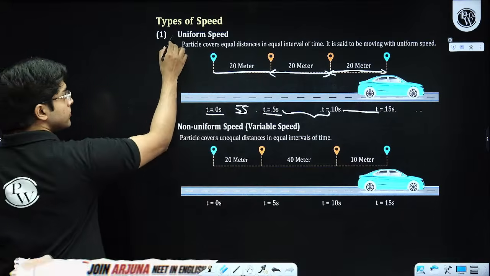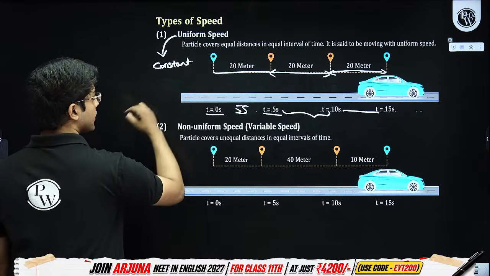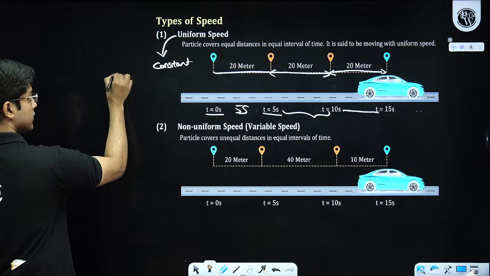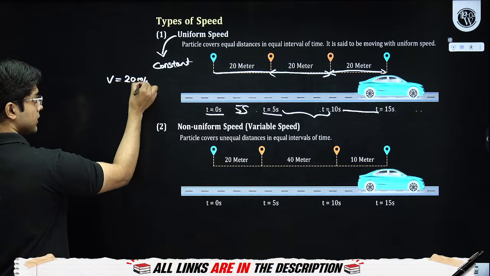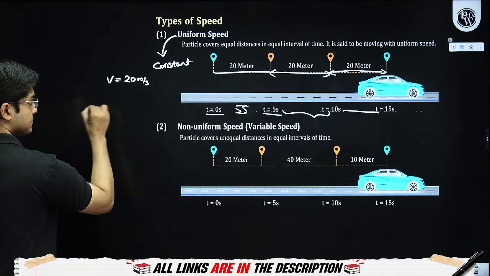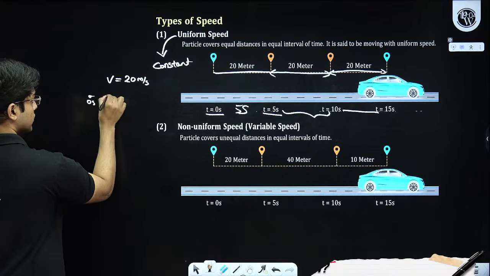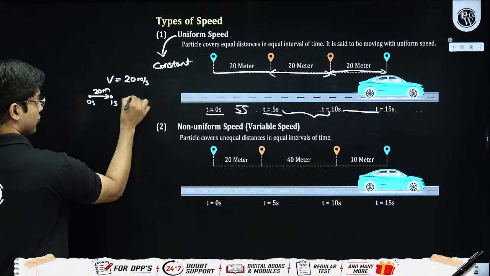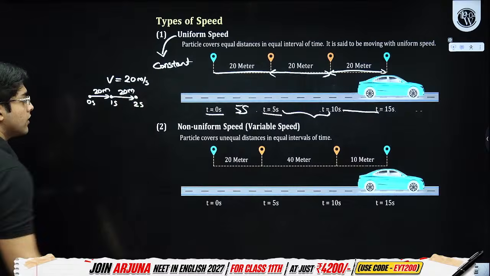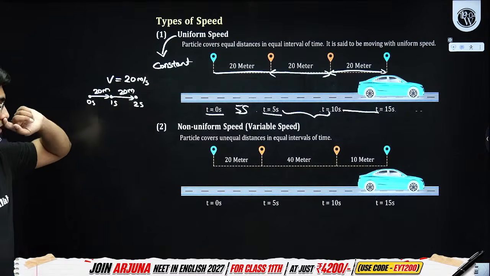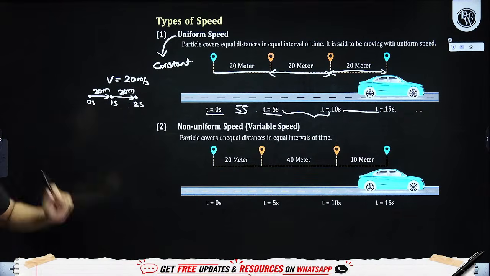Uniform also means constant. This also means constant speed. So if the constant speed of a car, let's say, is equal to 20 meters per second, this means it covers 20 meters every second. So in between 0 and 1 second, it covers 20 meters. From 1 second to the next second, again it covers 20 meters, and so on. This is the definition of uniform or constant speed. The distance it covers every second is the same.